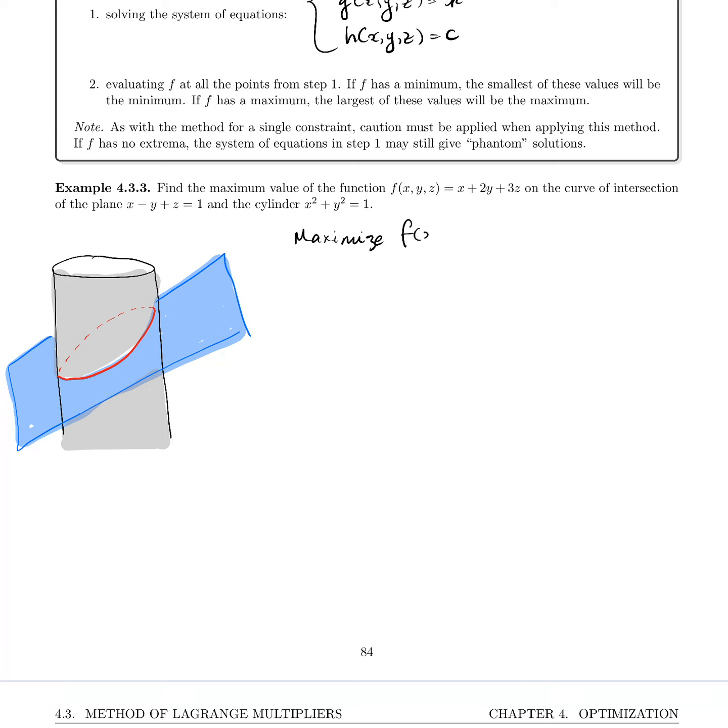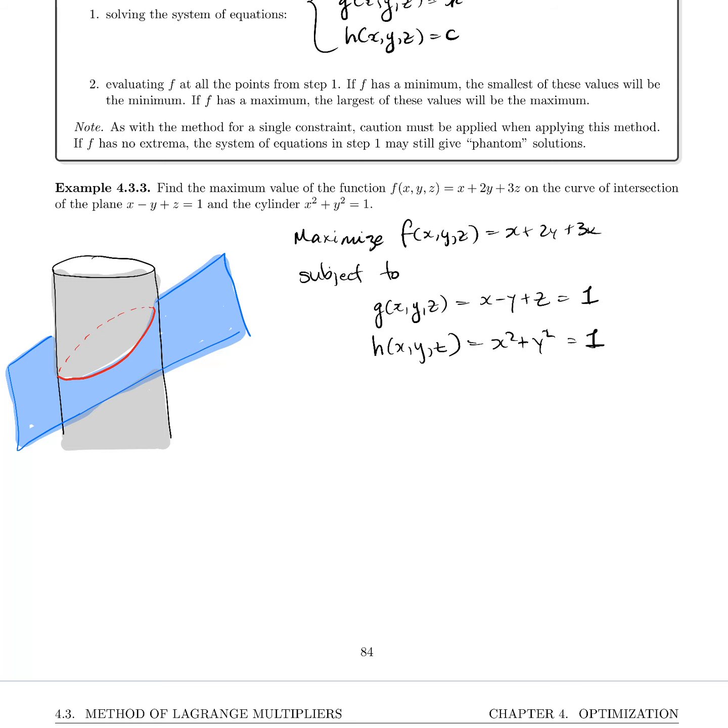So we want to maximize the function f of x, y, z, which is x plus 2y plus 3z, subject to the two constraints. We'll call the plane g of x, y, z is x minus y plus z, and we will take it at the level surface where g equals 1. And the cylinder h of x, y, z, which is x squared plus y squared, we'll take that at the level surface where h is equal to 1.